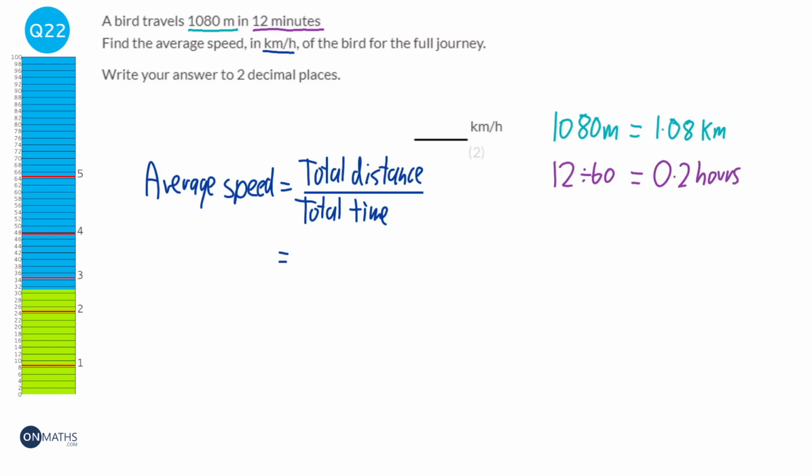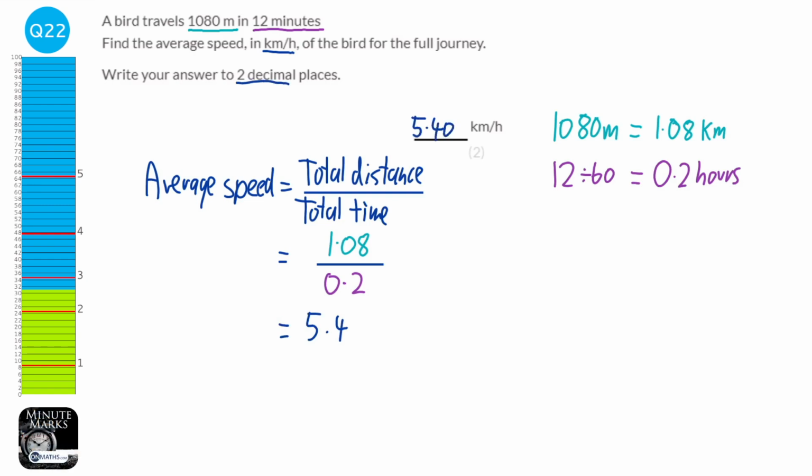So we're going to put the kilometers at the top, 1.08. And we're going to divide that by the hours, which is 0.2. When you do that, you get 5.4. So our answer to 2 decimal places will be 5.40. Whenever you have a one-digit number or a one decimal place number, but you're asked to round it to 2 decimal places, you should really put a 0 on the end, which is what we've done.